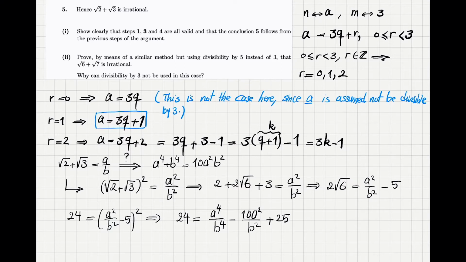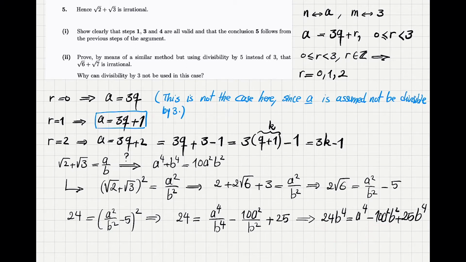But this, I want to manipulate a little bit algebraically to reach this. It's easy. I multiply both sides by b to the 4, so I don't have any fractions. So this becomes 24b to the 4. On the right hand side I will have a to the 4 minus 10a squared b squared, and then finally 25b to the 4. Now my goal is to move this term to the left hand side.